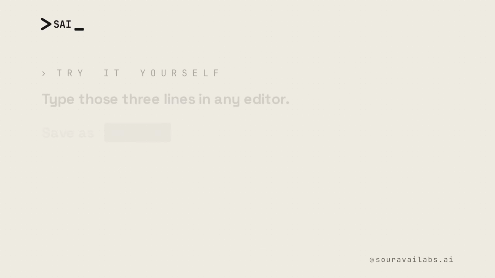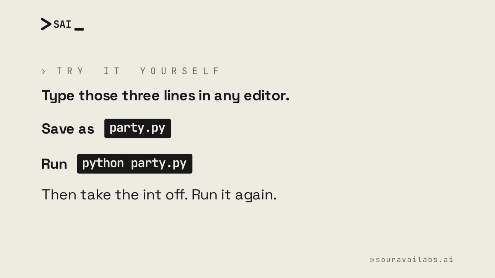Now it is your turn. Type those 3 lines in any editor, save it as party.py and run it. Then take the int off line 2 and ask for 12 guests again. Instead of 24, you get 12, a string glued to itself, twice.